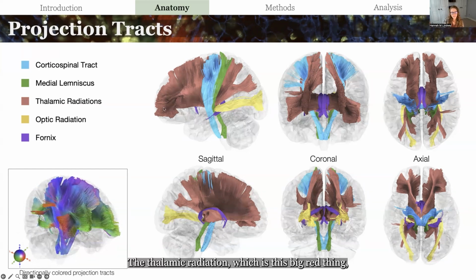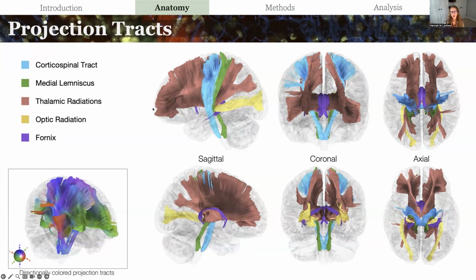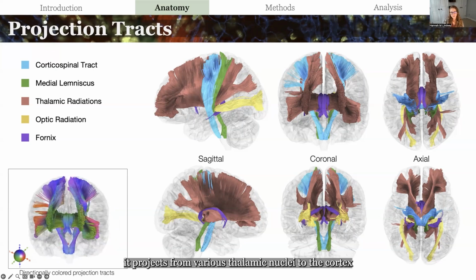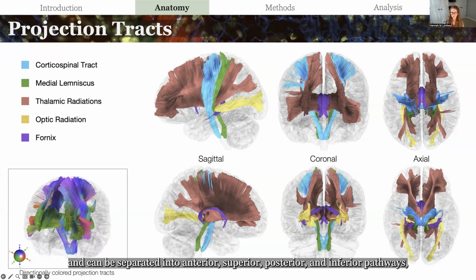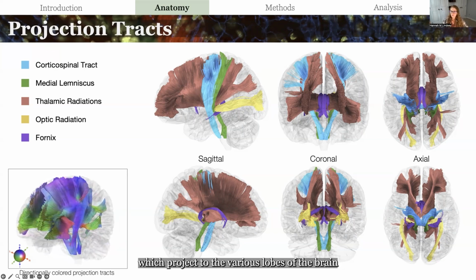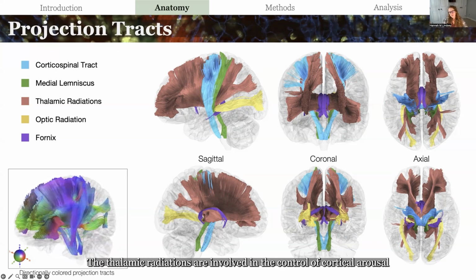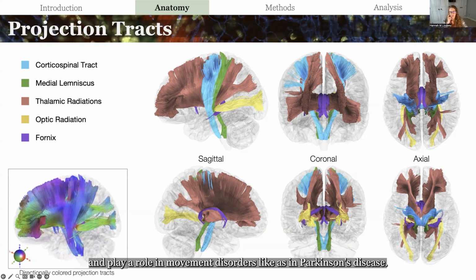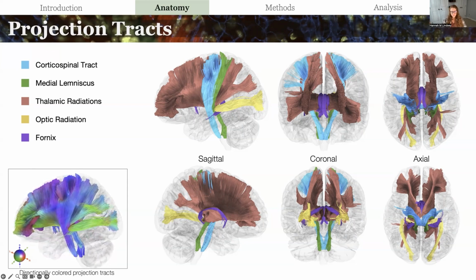The thalamic radiation, which is this big red thing, projects from various thalamic nuclei to the cortex and can be separated into anterior, superior, posterior, and inferior pathways, which project to the various lobes of the brain through the internal capsule. The thalamic radiations are involved in the control of cortical arousal and consciousness and play a role in movement disorders, as in Parkinson's disease.